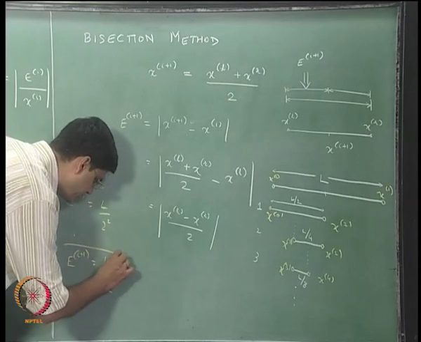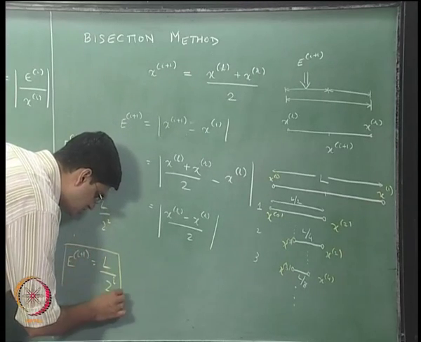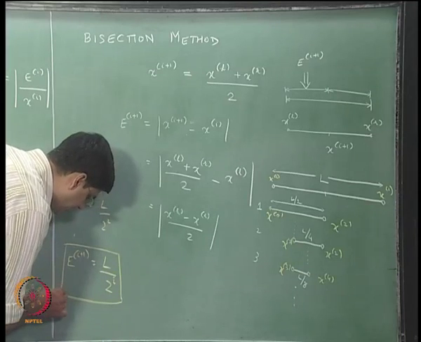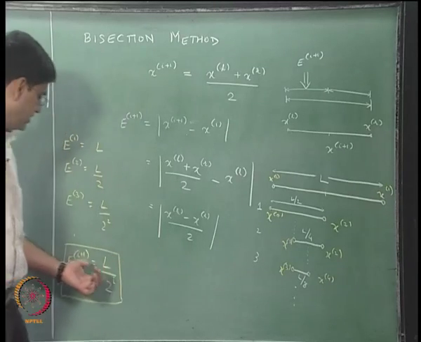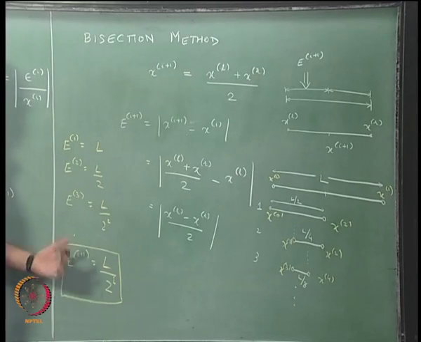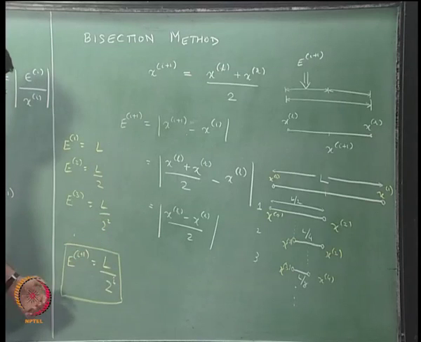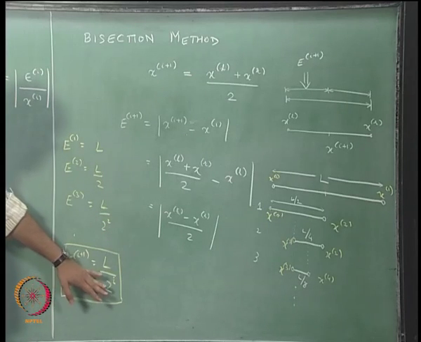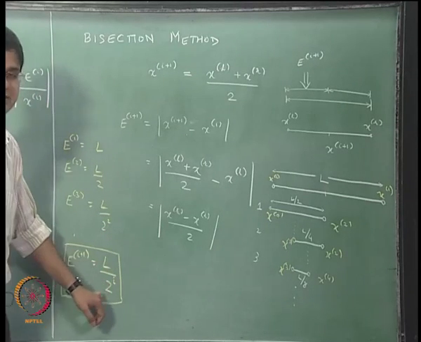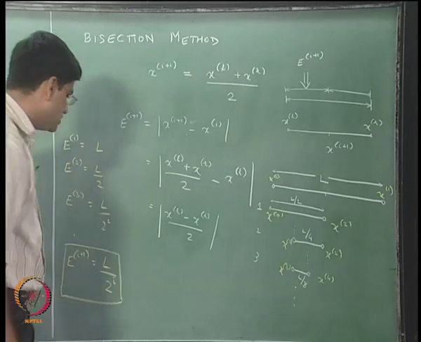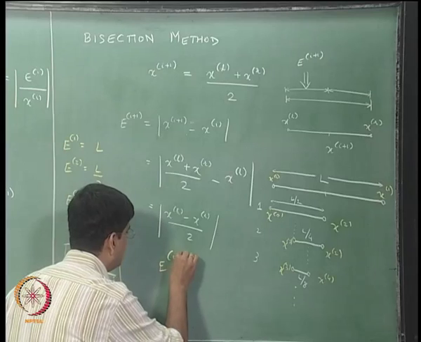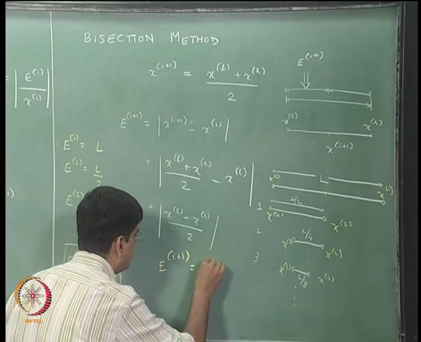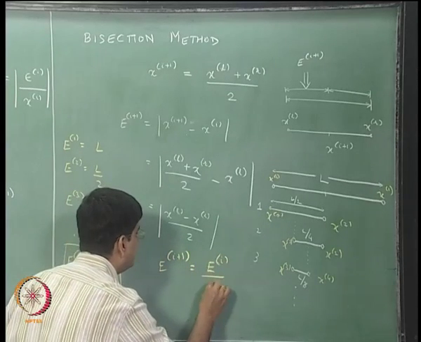So this is essentially what we are going to get in the bisection method. The final error E_{i+1} is going to be just the initial length L divided by 2 to the power i. Also, we are interested in seeing how the error E_{i+1} is related to the error E_i, and that is very simple to know, because E_i is going to be nothing but L divided by 2 to the power i minus 1. So we will be able to write E_{i+1} is nothing but E_i divided by 2.